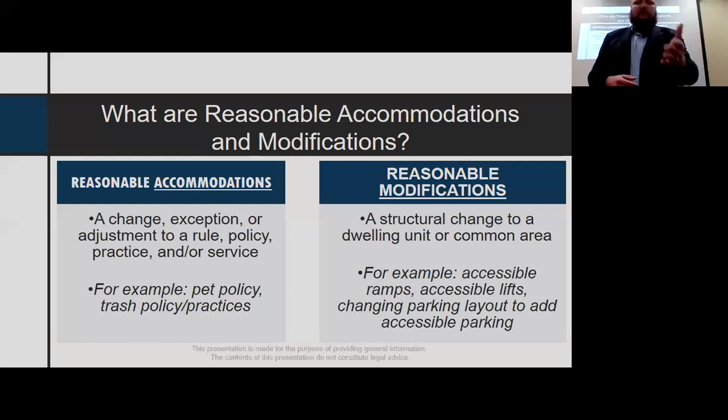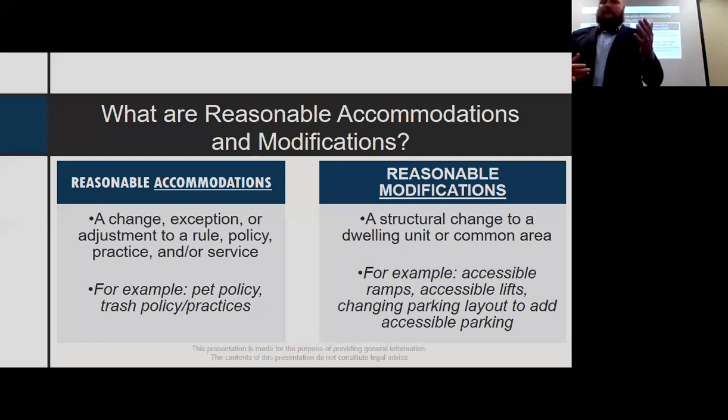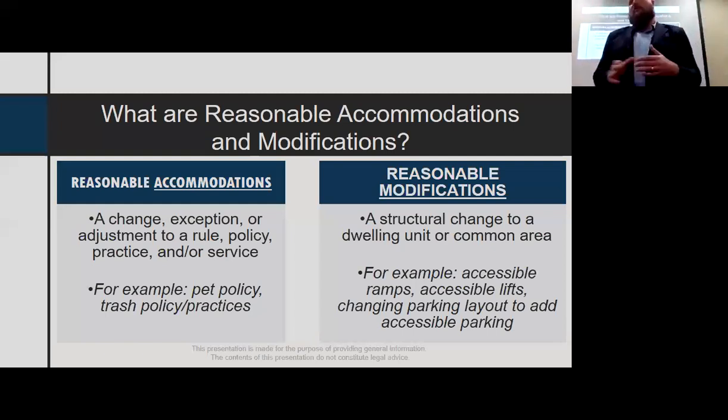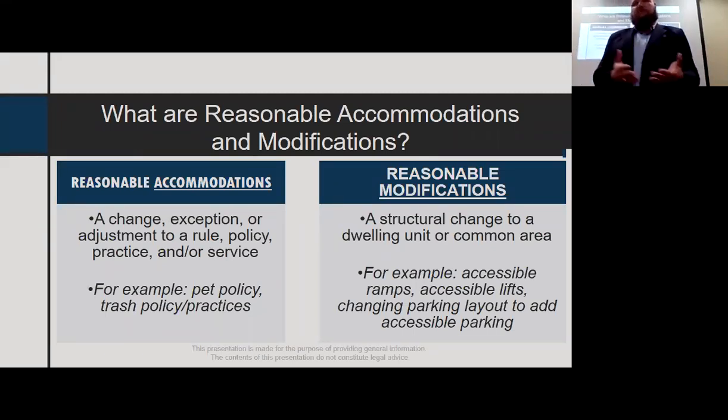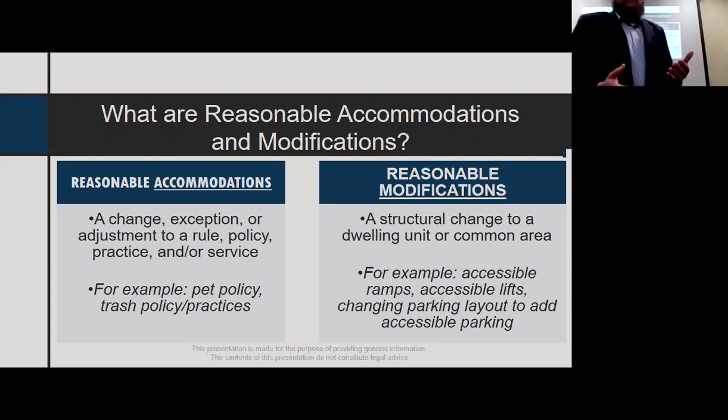So for example here would be like a pet policy. If you're a landlord and you say no pets allowed, but you have somebody who's disabled with a service dog, well, you can make a reasonable accommodation to allow a service dog in there, which would technically be a violation of your policy, but it is to allow them to come in. And as long as it's a reasonable ask and it's necessary for them, you're required to make a reasonable accommodation.